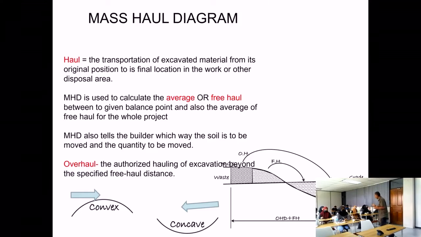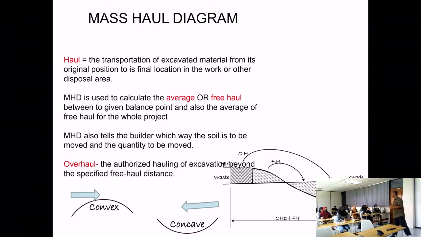Mass haul diagram also will tell the builder which way soil is to be moved. You have a road from here to over there. You have the soil here in the middle. So should you bring it over there or should you bring it back this way? So the mass haul diagram will tell you that. You can plan. It also will tell the builder which way the soil is to be moved, forward or backward, and the quantity to be moved forward or backward.